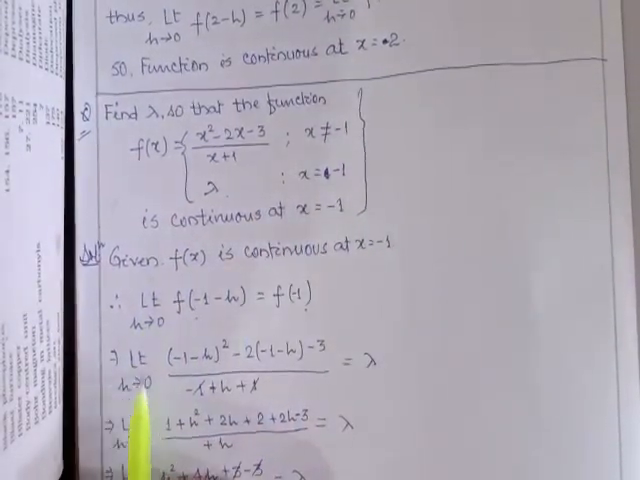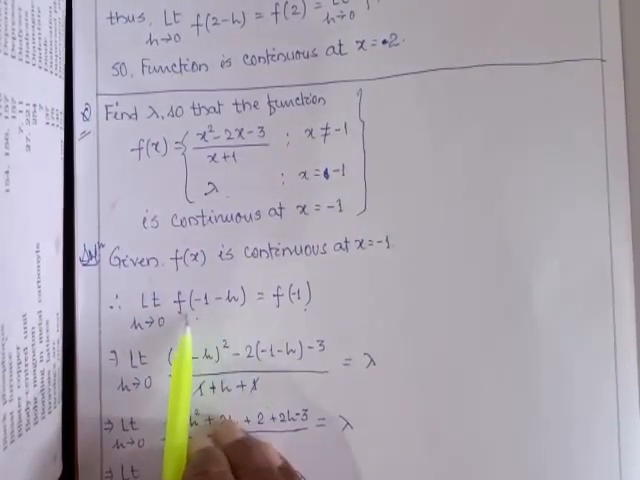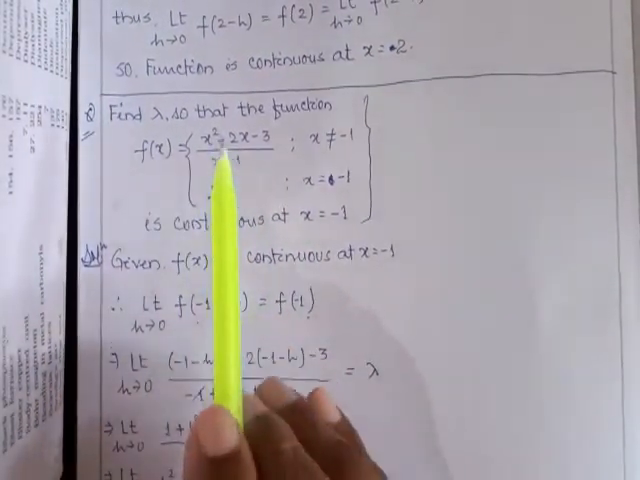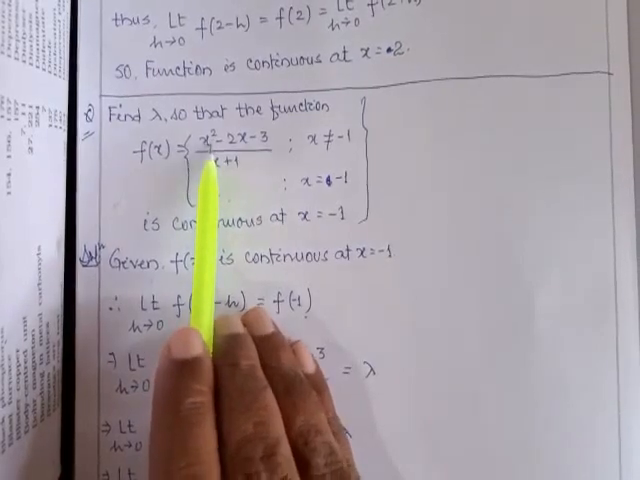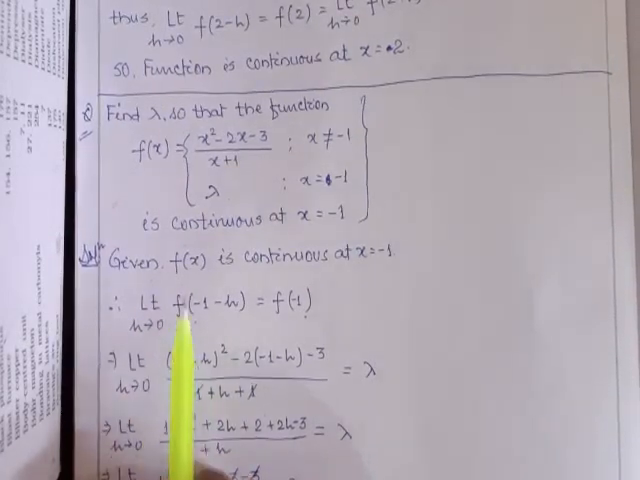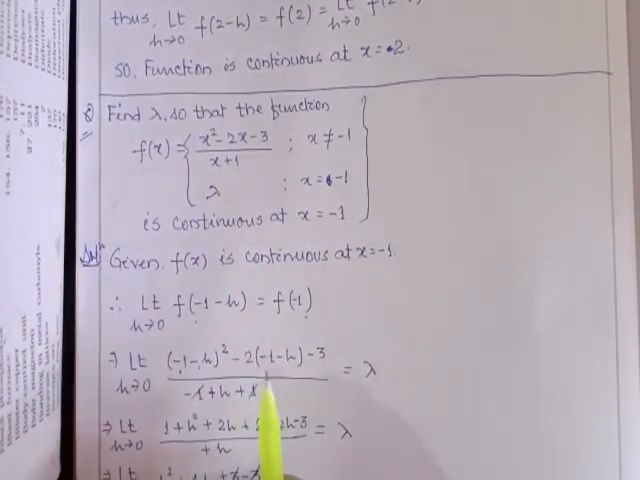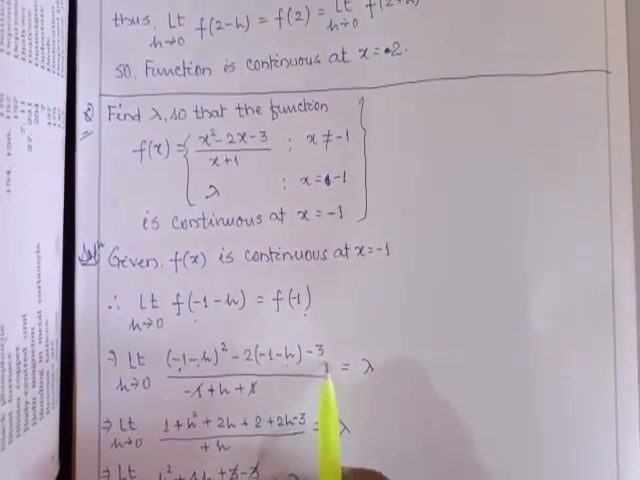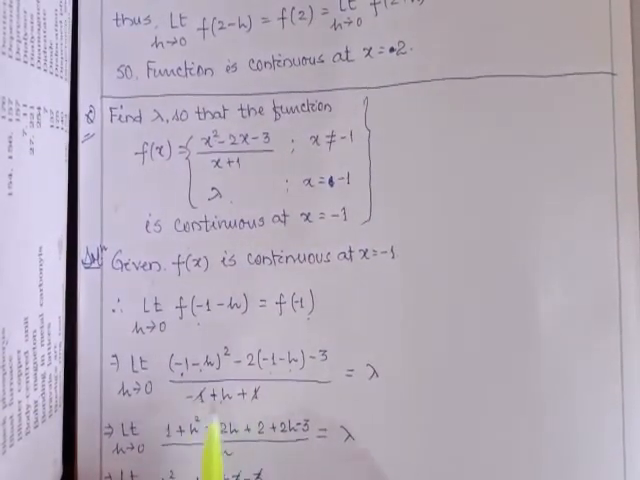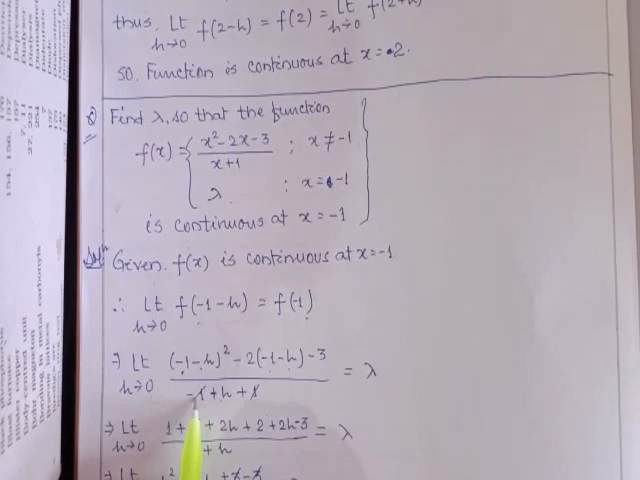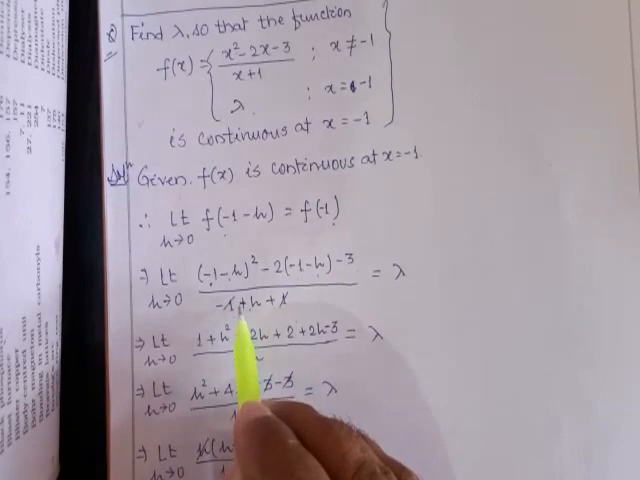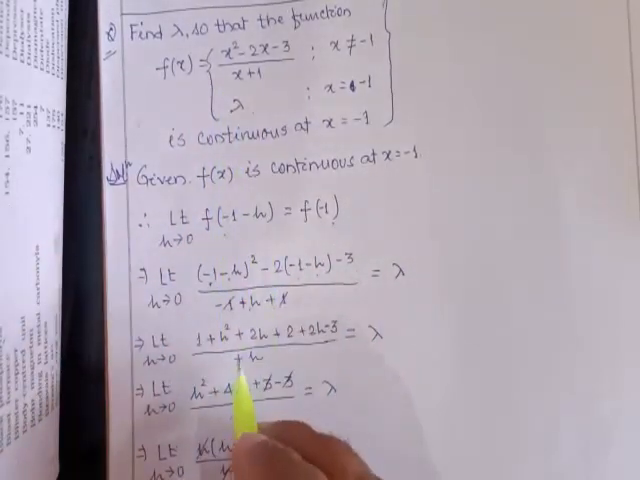So limit h tends to 0, this is not equal to minus 1, so obviously this will be applicable here. Replace x by minus 1 minus h. So see, minus 1 minus h whole square minus 2 into minus 1 minus h minus 3 divided by minus 1 minus h plus 1. So minus 1 and plus 1 should cancel. Sorry, it should be minus 1 minus h.